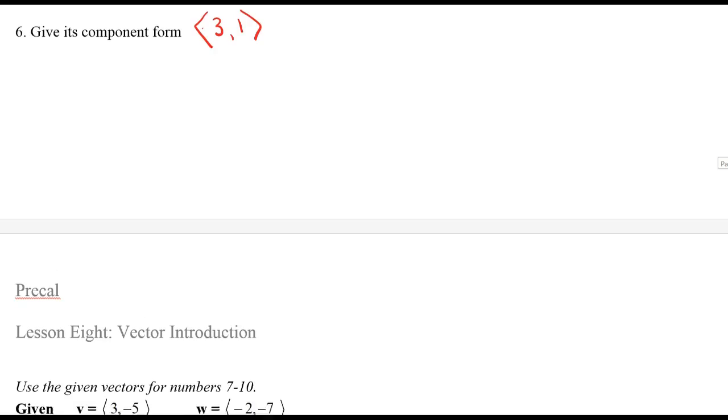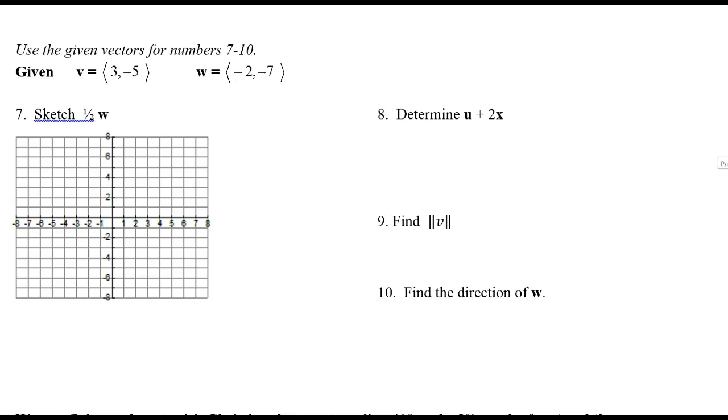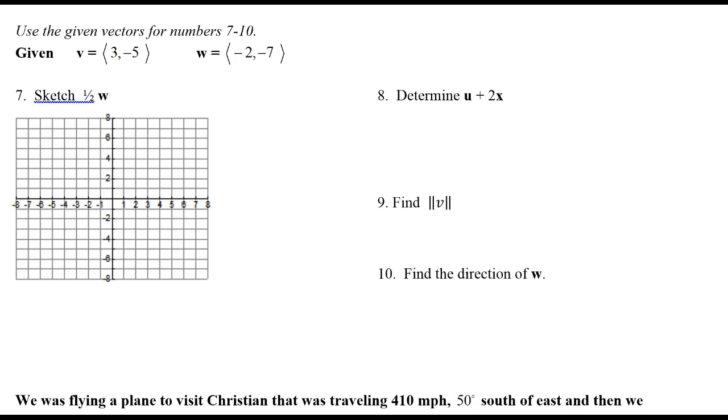I don't know how that went for you, but hopefully that went okay. Just a lot of right triangle stuff. The next is use the given vectors for 7 through 10. Okay, so now they've already given me terminal component form, which means that the tail is already at the origin. So sketch 1/2 W. Well, I'm just going to multiply this by 1/2, and that's going to turn into the point -1, -7/2. So just multiply both x and y. So -1 and then -7/2, that would be -3.5. So right there.